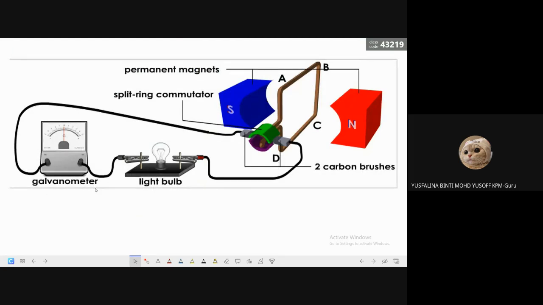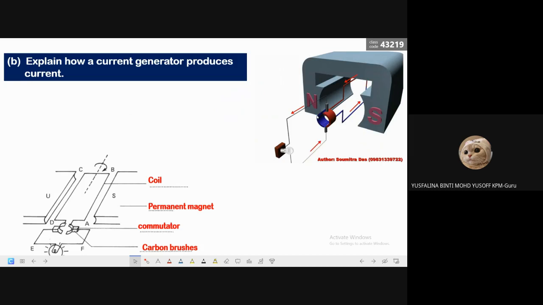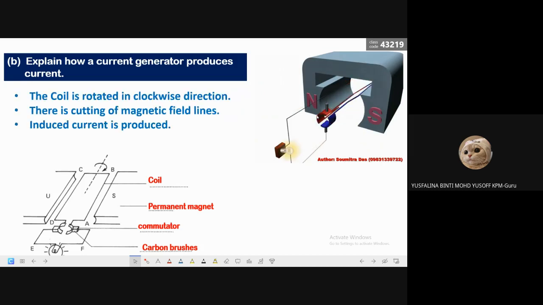Okay, so this is the diagram. The light bulb is there to prove that there is a current flow, of course. And these are the carbon brushes, and this is the permanent magnet. You can see the diagram there.